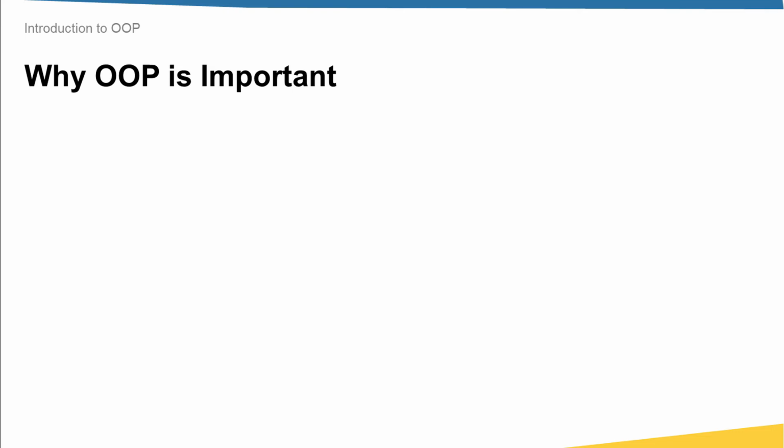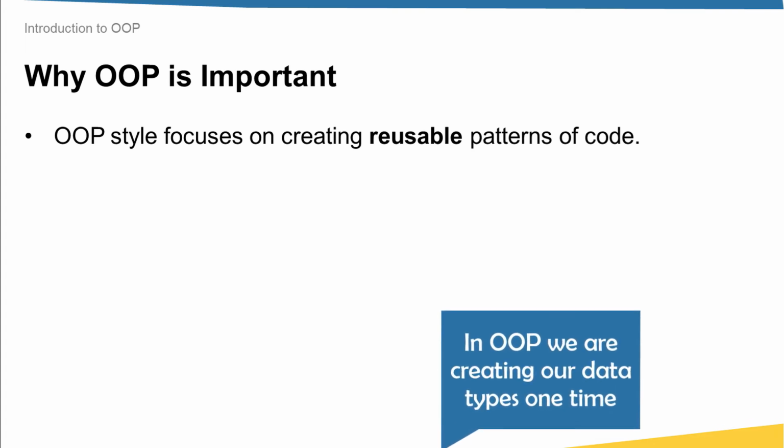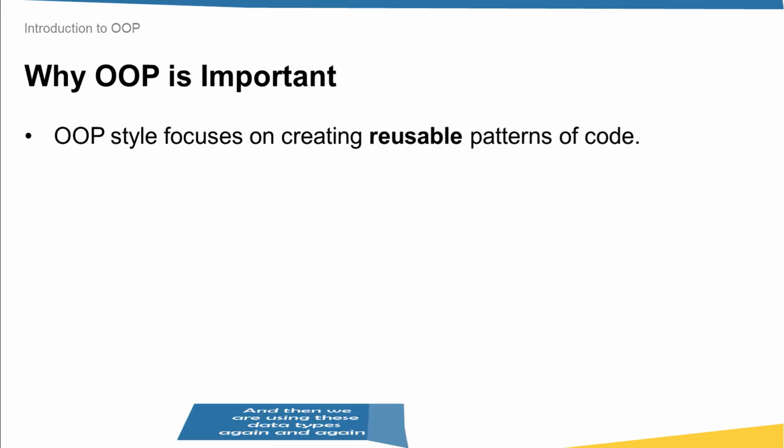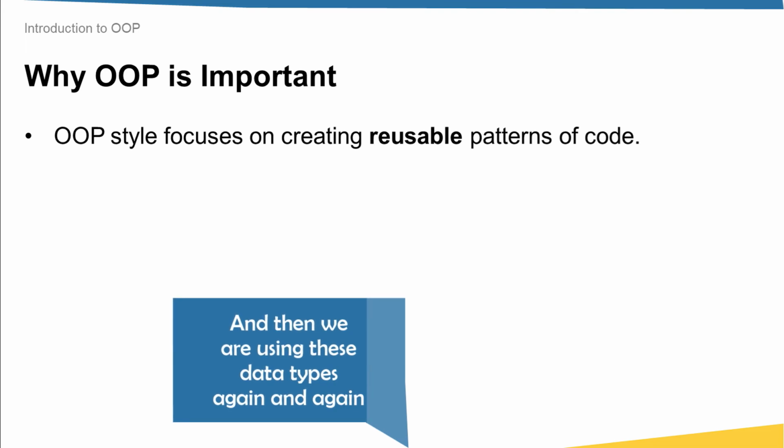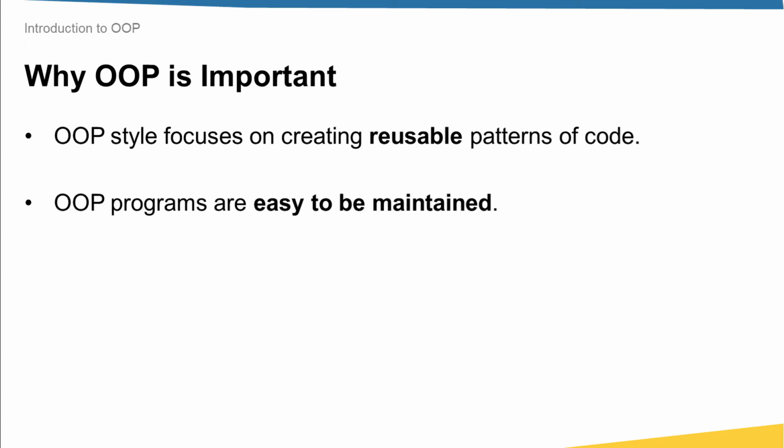Now, let's talk about why OOP is very important and why you have to start using OOP from today. First of all, as we see, OOP style focuses on creating reusable patterns of code, because in OOP we create our data types one time and then we use these data types again and again. And this will help you to save a lot of time because you are reusing the same code. Also, because your code becomes reusable, you need to write fewer lines of code in order to solve a problem. And this will make your total code easy to maintain.